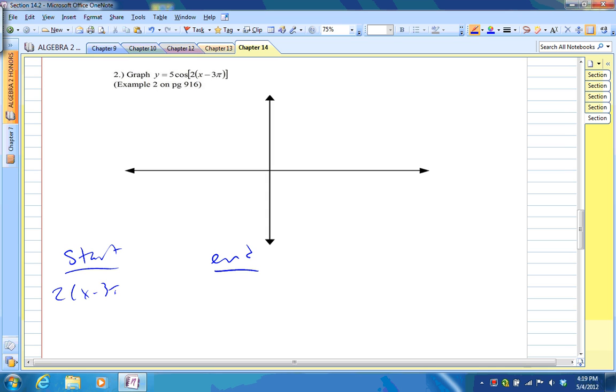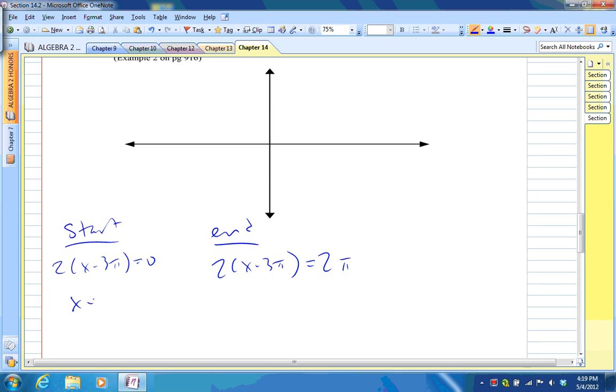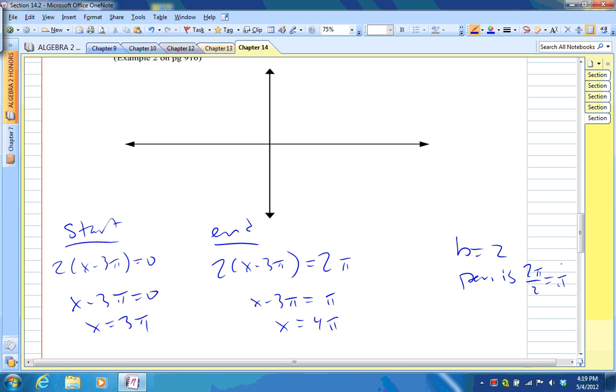2x minus 3 pi, set that equal to 0. 2x minus 3 pi, set it equal to 2 pi. So if you solve it, x minus 3 pi equals 0, x equals 3 pi; x minus 3 pi equals pi, x equals 4 pi. And that makes sense because if p is 2, the period is 2 pi over 2, or pi. So we expect the difference between start and end to be pi units.